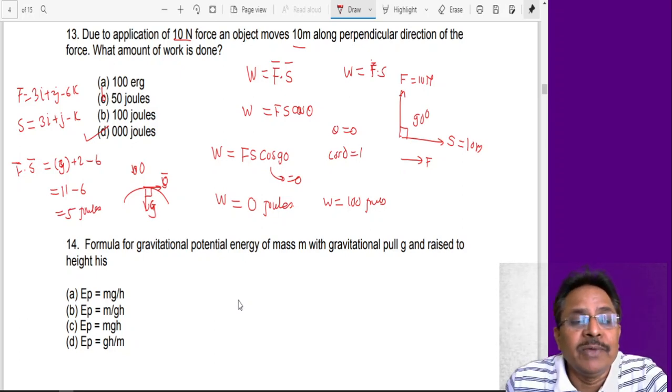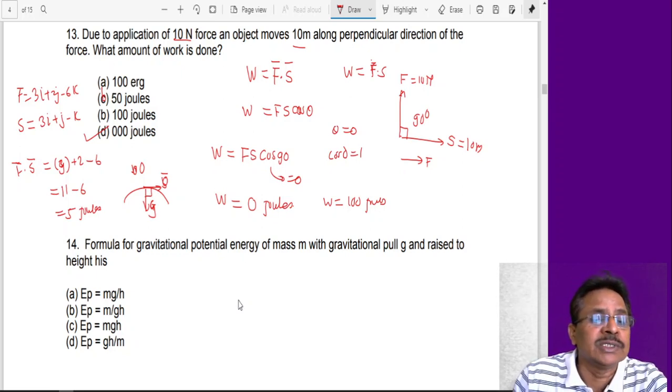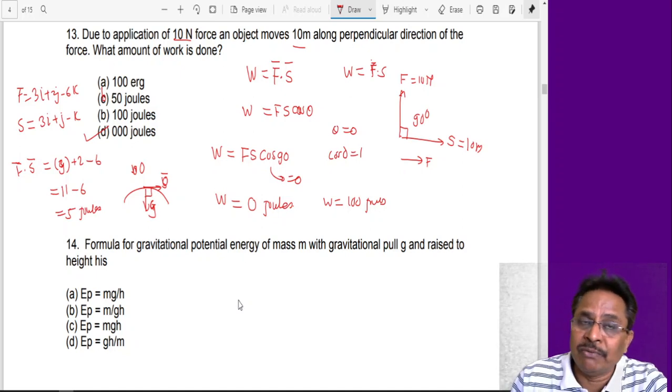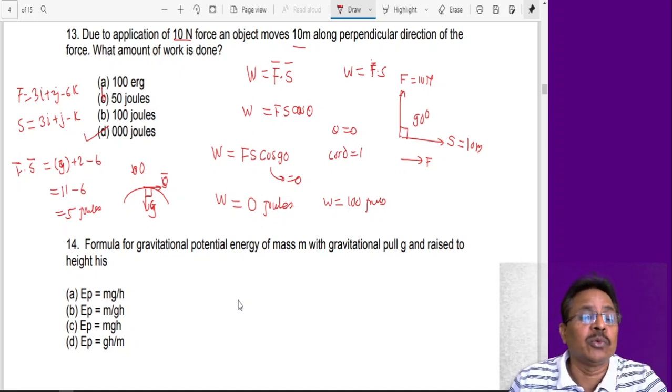So if these vectors are given in component form like F is equal to this, S is equal to this, any of these vectors can be given. Instead of giving the force as 10 newtons, I can give the force as 3I plus 2J minus 6K newtons, and the displacement of that object, instead of 10 meters, I'll give it as 3I plus J minus K meters. So the vectors will be given with dimensions. Accordingly, you have to get the dot product of these two vectors, by our usual method of getting the dot product of two vectors.